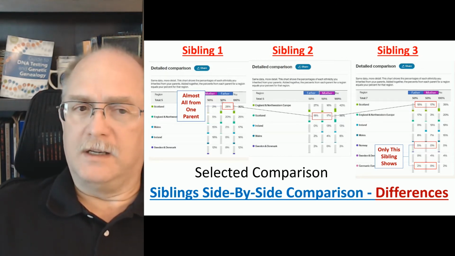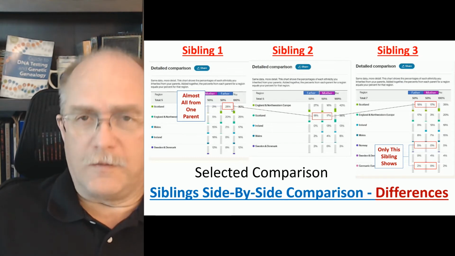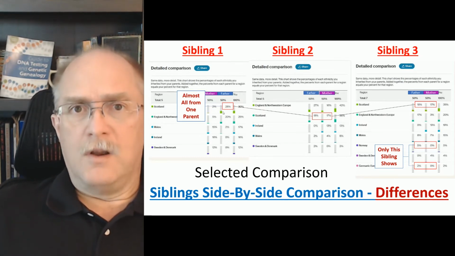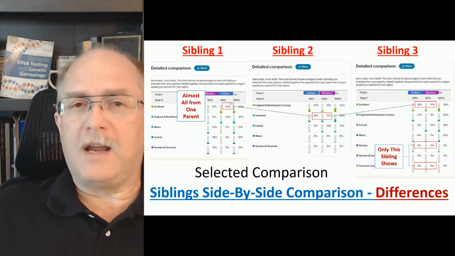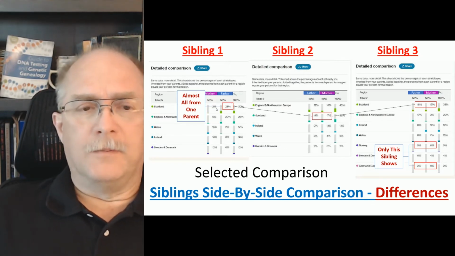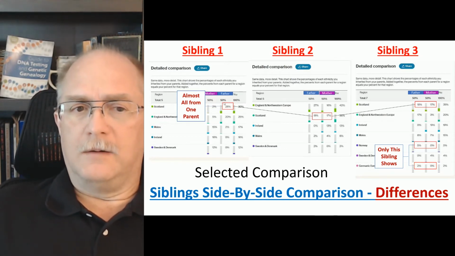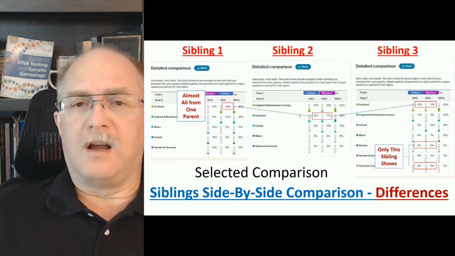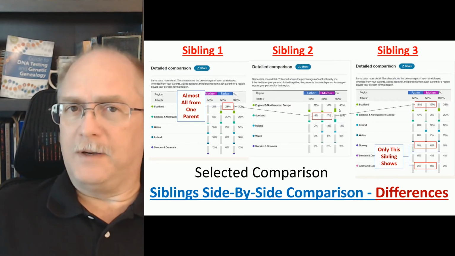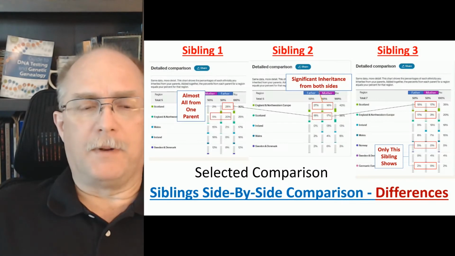In actuality, my father received almost all of his from his father, which means that when you're looking at matches, and I'll note this in the future here, his matches are primarily from his father's side, where the Scotland for these two siblings can be from either side. So I'm going to go ahead and populate this.